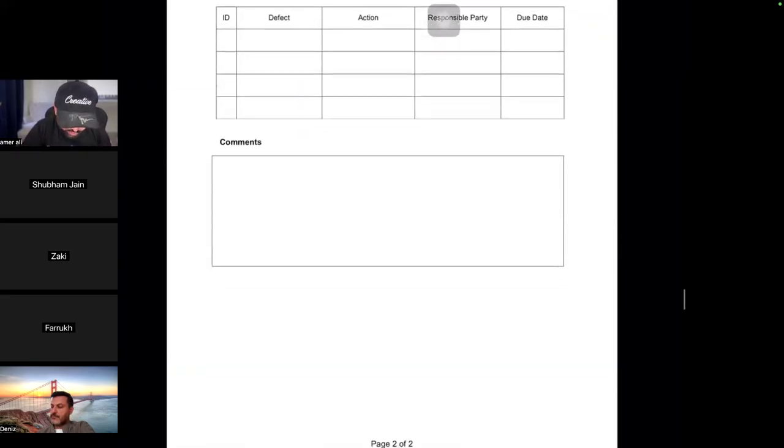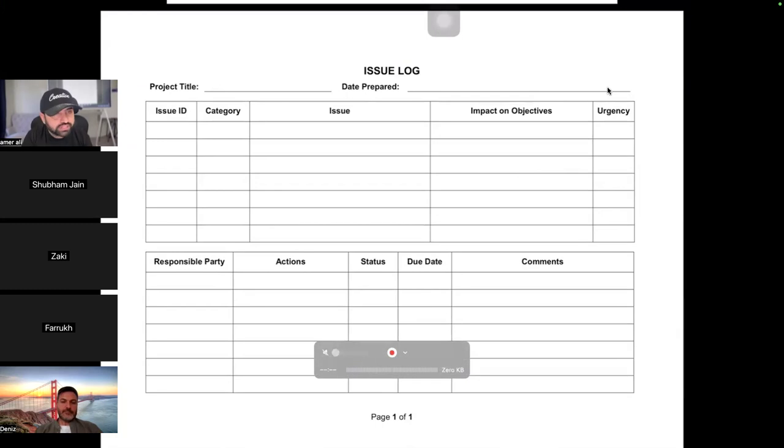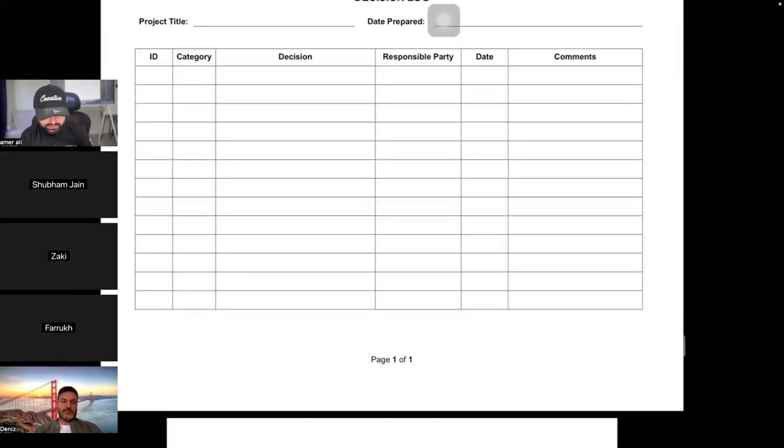Okay, then we do the quality audit, issue log. One of the most important documents in execution. Any problem that occurs, we identify it, we handle it: what the issue is, how it is going to impact the project objective, what the urgency is, who is responsible, when we have to handle it, status, date, and comments. Then the decision log, how we are going to take the decisions.